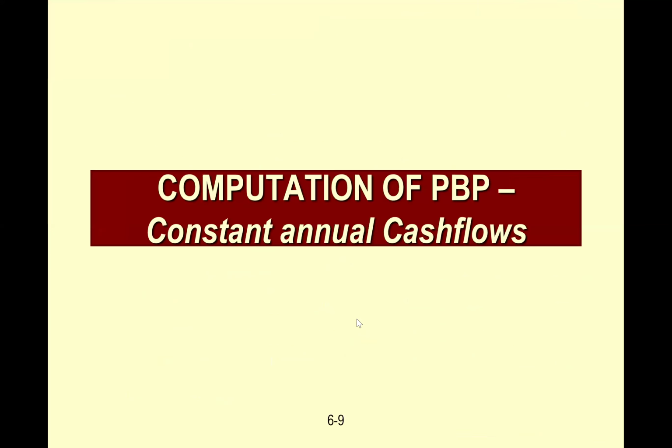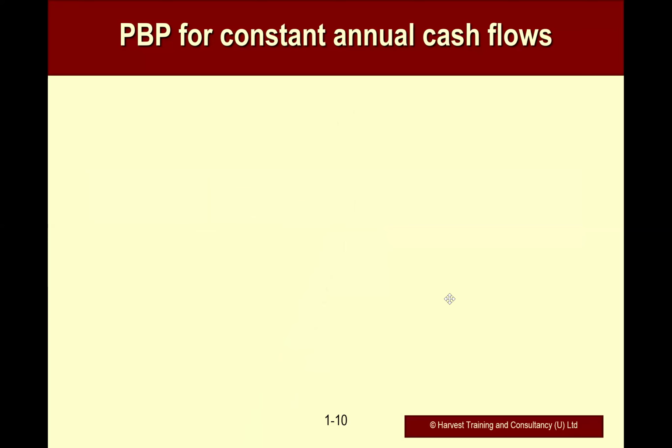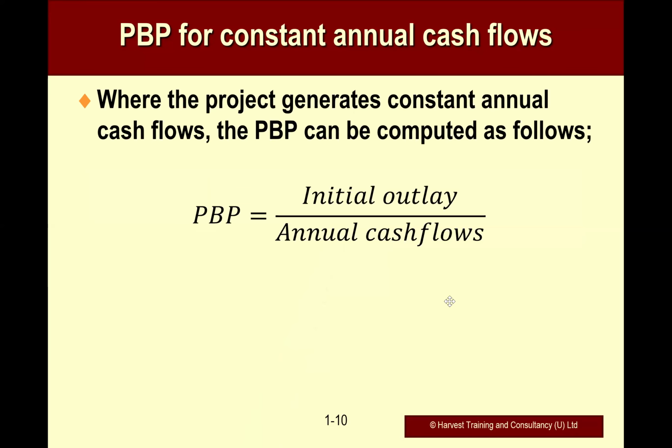We shall look at 2 scenarios, one where we have constant annual cash flows and another one where we have non-constant. So let's begin with the constant annual cash flows. When it comes to constant annual cash flows, where you're getting the same money every year, the payback period is calculated using this formula. We get the initial outlay divided by the annual cash flows. So we are saying that where the project generates constant annual cash flows, the payback period is computed as per this formula.